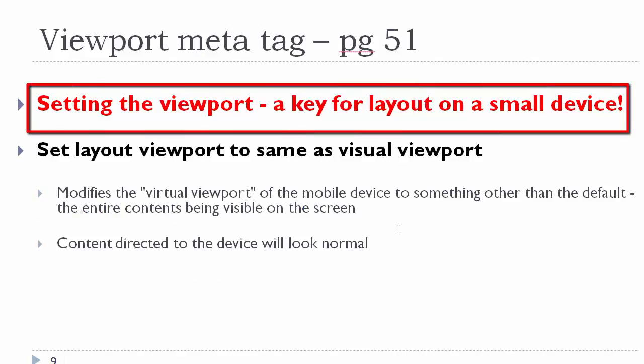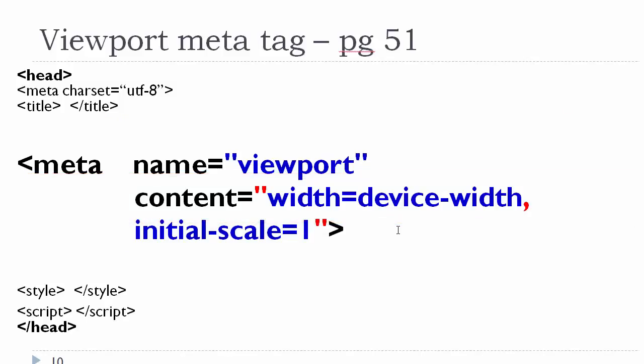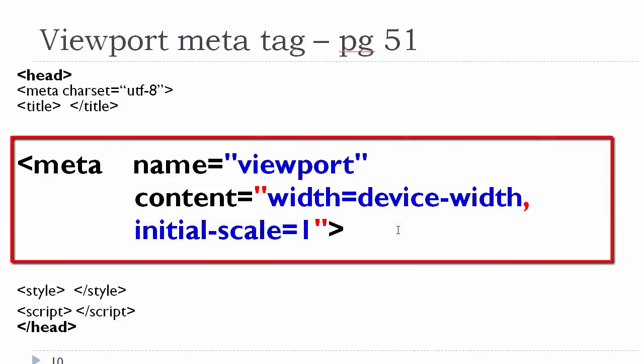And this is done by setting the attributes on what is called the viewport meta tag. And what we're doing is we're modifying the visual viewport so that we can see the contents at the right aspect ratio. This is the viewport meta tag. It is a one-sided meta tag, and notice my HTML layout. It goes somewhere after the title.